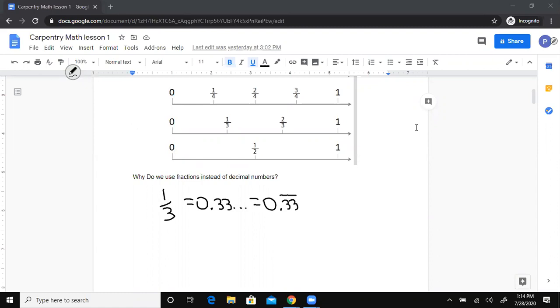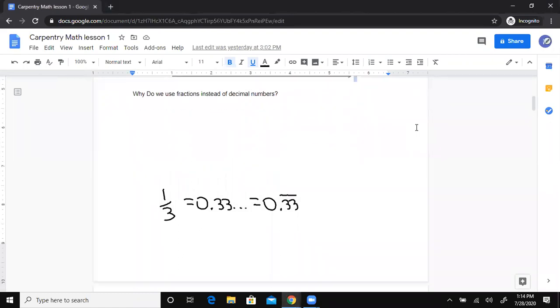So if we were to type this into a calculator, we couldn't actually put in a 100% accurate value. Whereas if we type in 1/3 in a calculator, then we actually get an exact value, and the calculator can carry through that exact value so we don't get errors.